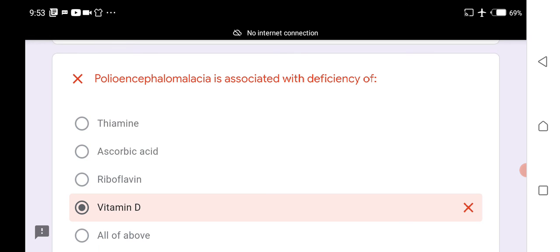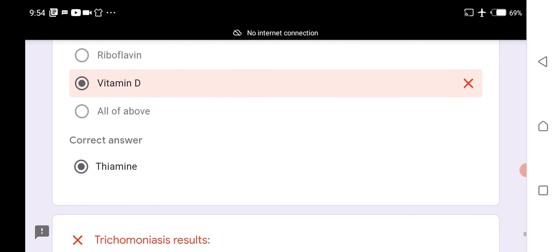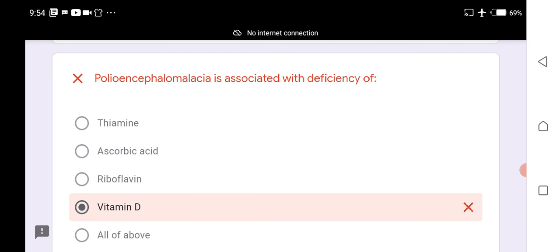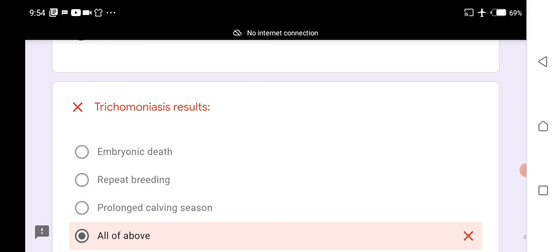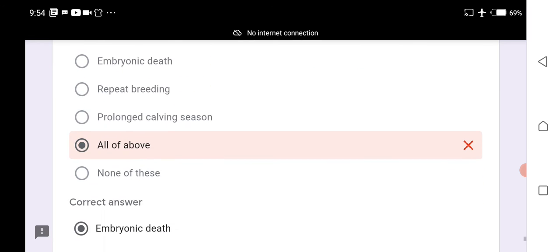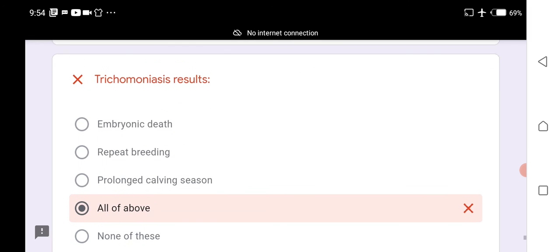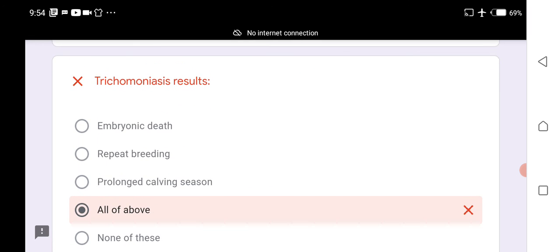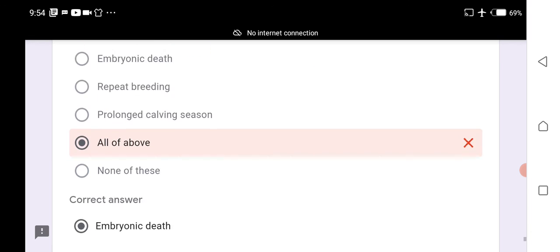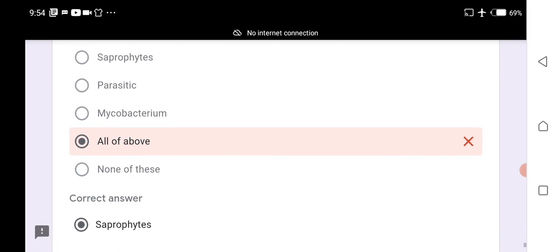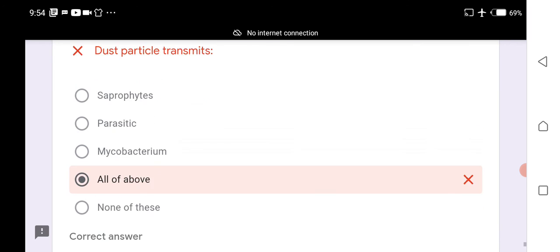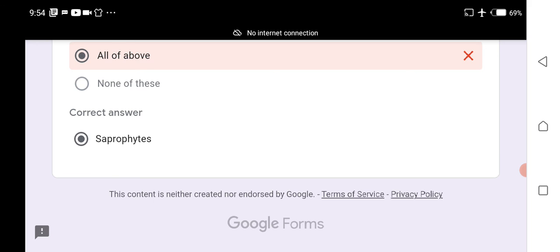Polioencephalomalacia is associated with the deficiency of thiamine. Trichomonas fetus causes early embryonic death. Dust particles transmit saprophytes.